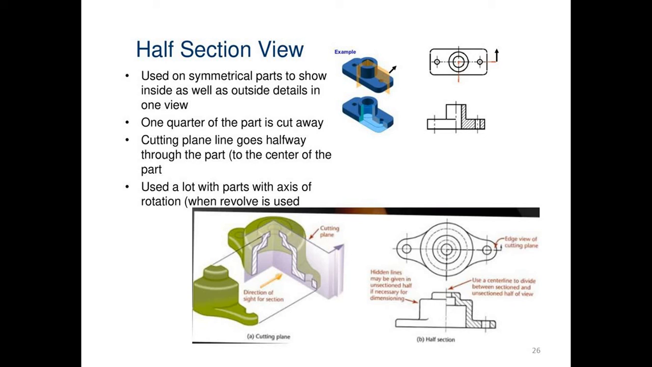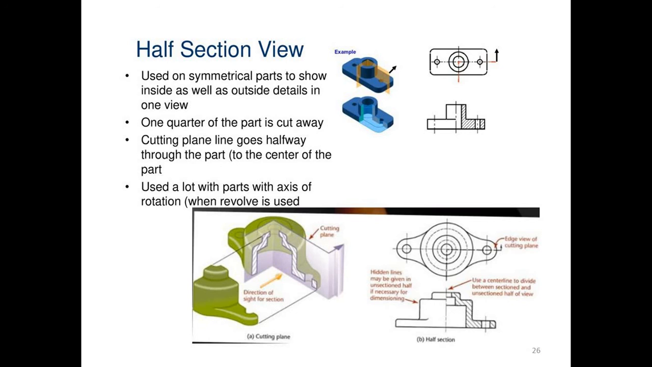The cutting plane line goes halfway through the part to the center of the part, as shown in the figure. Two cutting planes are there in the isometric view of the top example, and there is also a bottom example. We are considering the top example here. 1/4 of the part is cut away. The cutting plane is taken at the center, and that 1/4 part is removed.